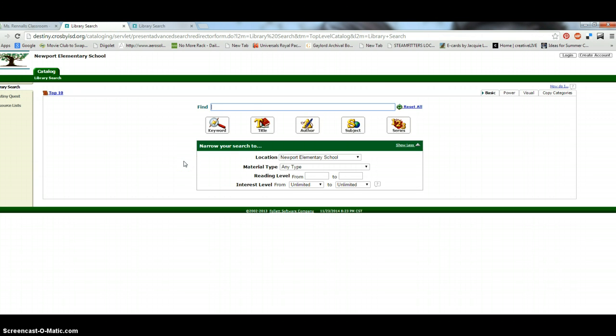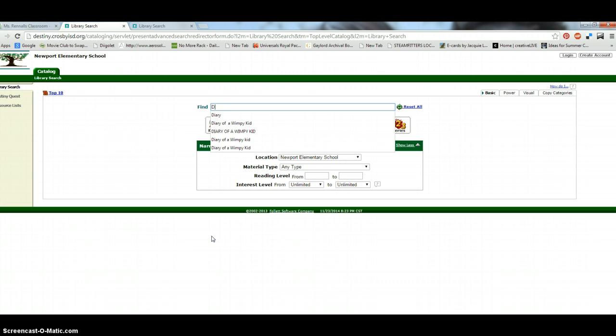Okay? Now, for instance, keyword. Suppose there's a book that you're really interested in and you saw someone with it, but you only caught one word. For instance, you were interested in this book and it starts with diary. Okay? So first thing I'm going to do is type in diary, and I'm going to press on keyword.